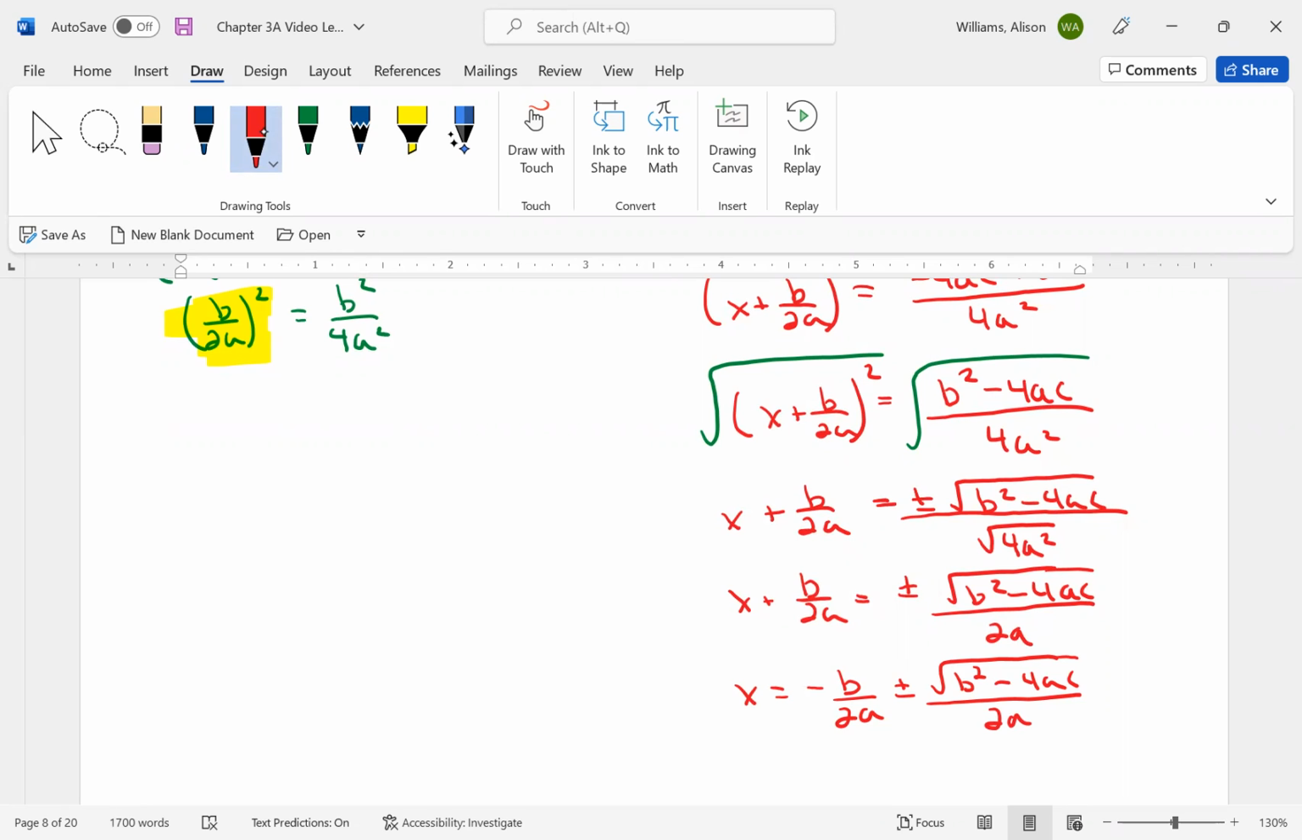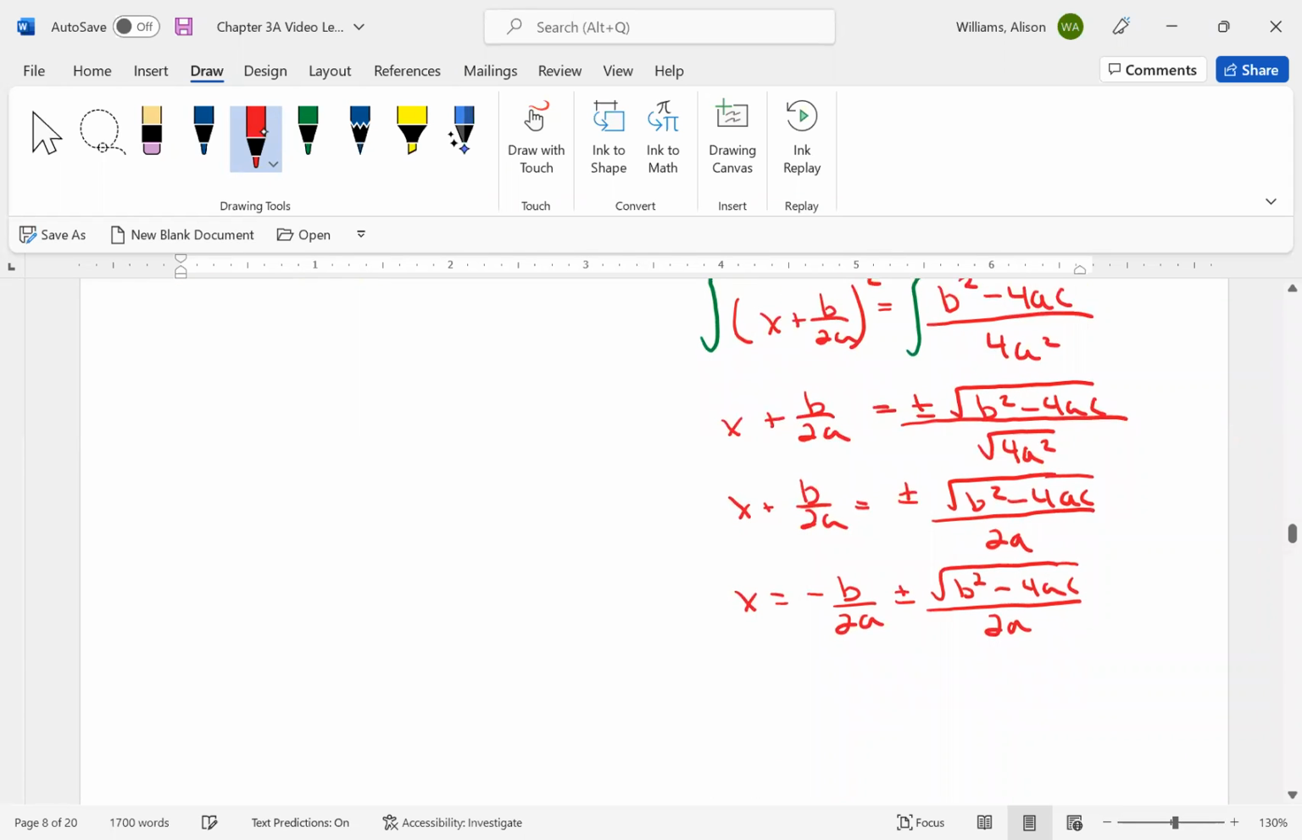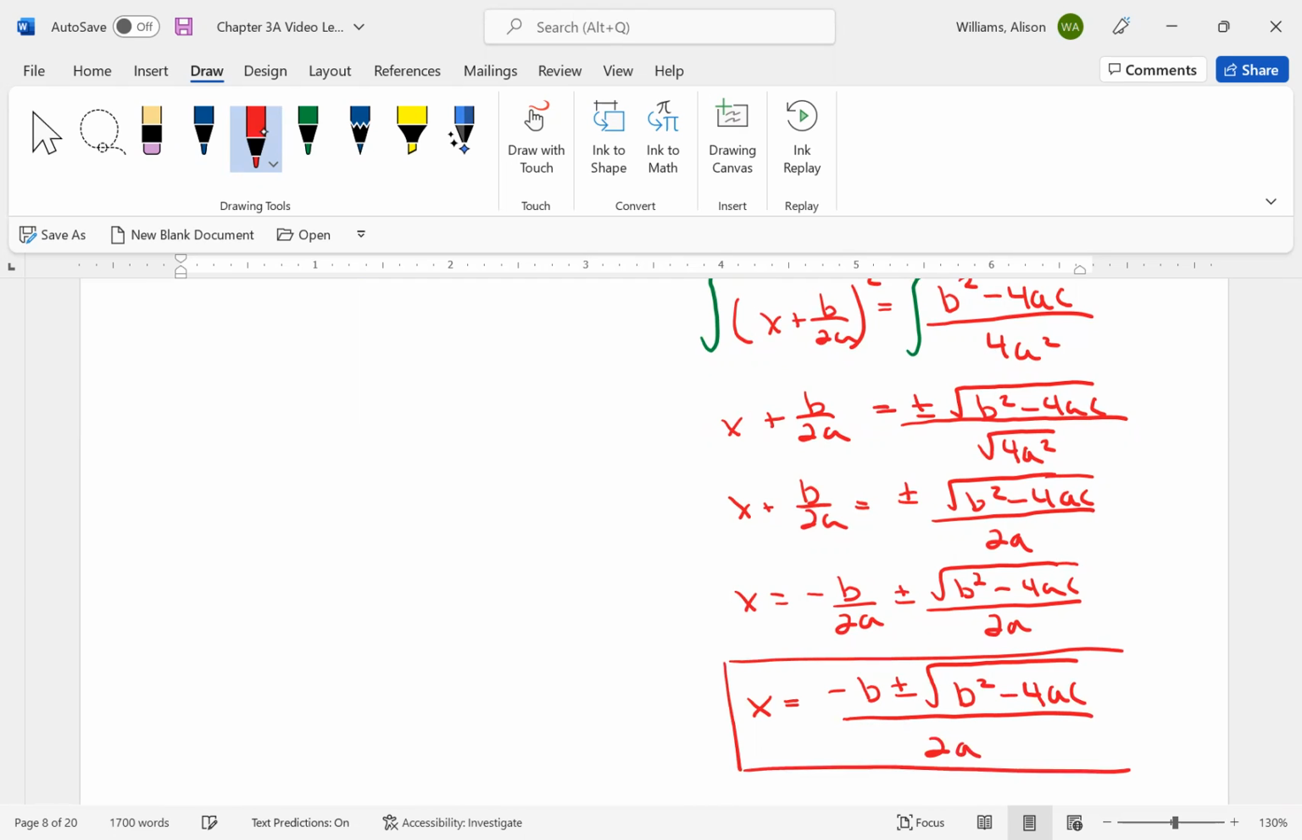All right, so now because those two have a common denominator, I can add them together. Here, give myself a little space. And that's going to be negative b plus or minus the square root of b squared minus 4ac all over 2a. And there, my friends, is the quadratic formula.